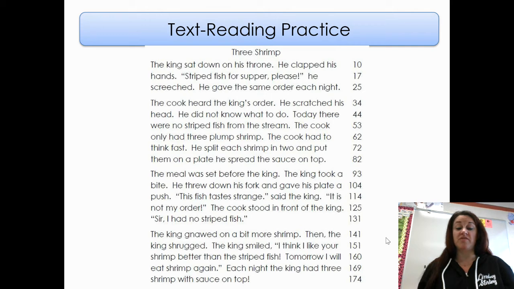The cook stood in front of the king. "Sir, I had no striped fish." The king gnawed on a bit more shrimp. Then the king shrugged. The king smiled. "I think I like your shrimp better than the striped fish. Tomorrow I will eat shrimp again." Each night, the king had 3 shrimp with sauce on top.